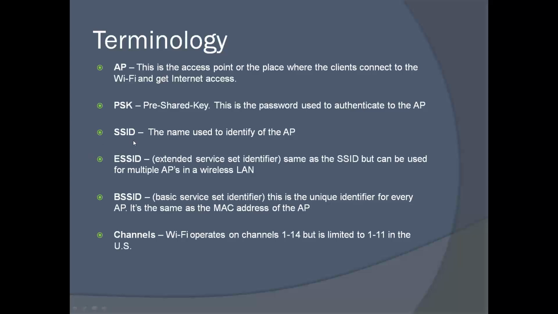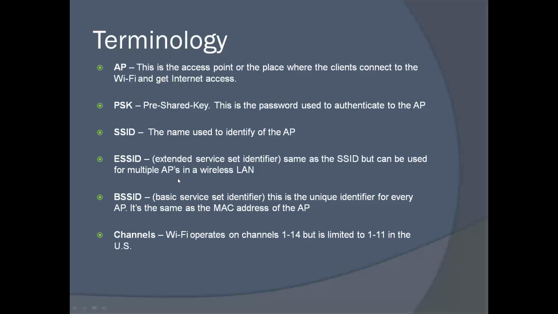The ESSID is the extended service set identifier. Same as the SSID, but can be used on multiple APs in a wireless LAN. So that, for instance, if I have multiple APs in my office or in my school, in my business, then I can give them all the same name, and that would be the extended SSID.